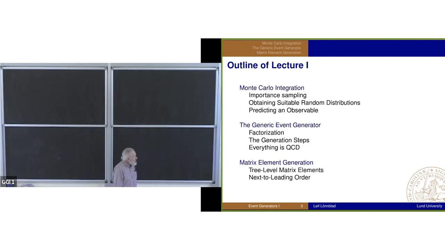But today, I will talk about Monte Carlo integration. So Monte Carlo, you've probably heard of, but I'm going to explain how we use it in event generators. And then I will talk a bit about how things are factorized and start with the first thing you do when you generate events, which is to generate some kind of hard or semi-hard matrix element of a few parton processes.